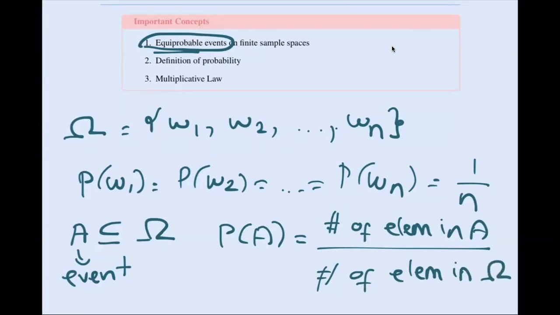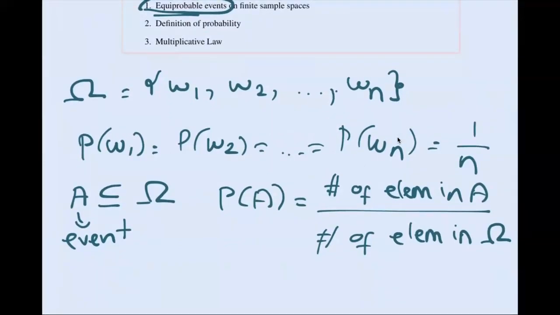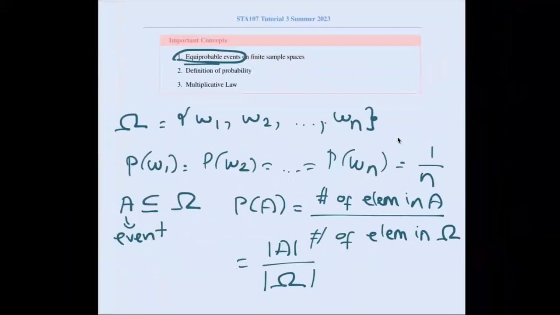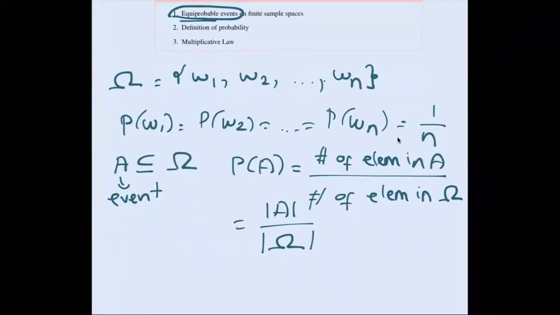Does this part make sense? In other words, it's just the cardinality of A divided by the cardinality of the sample space. So that is the first thing for equiprobable events.